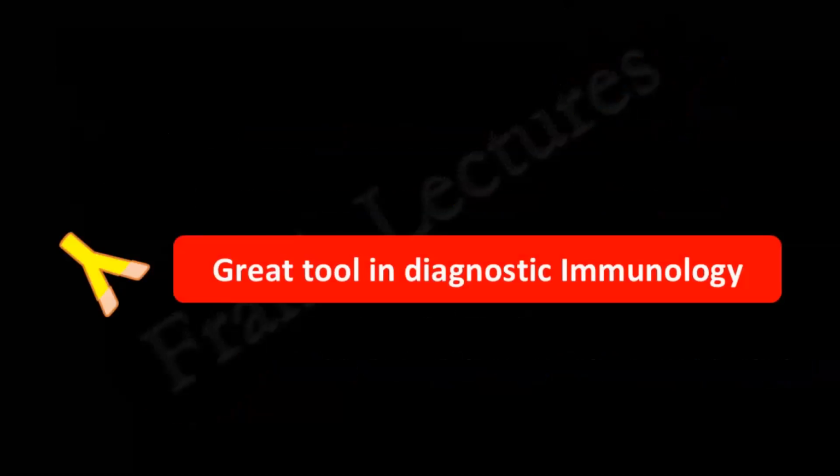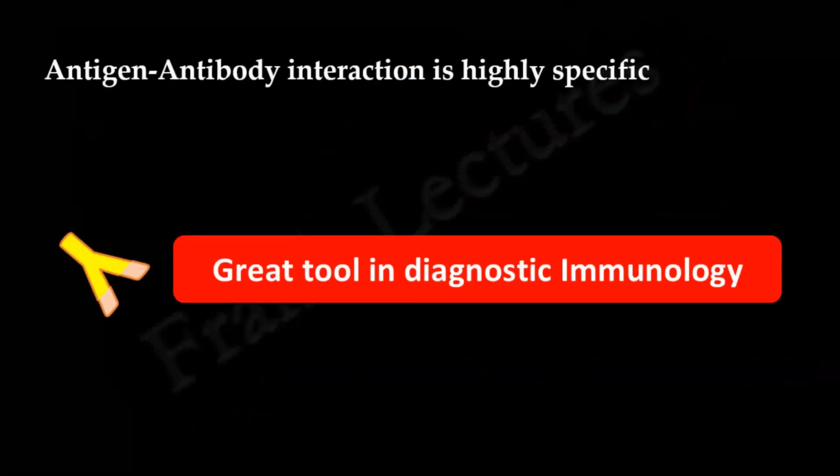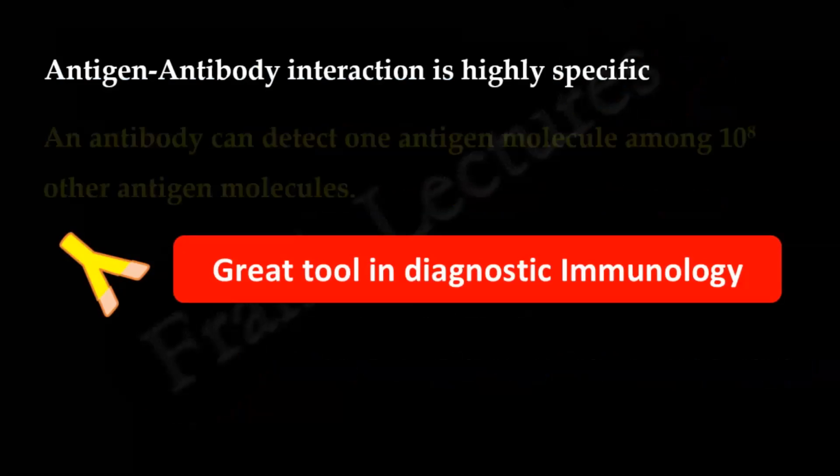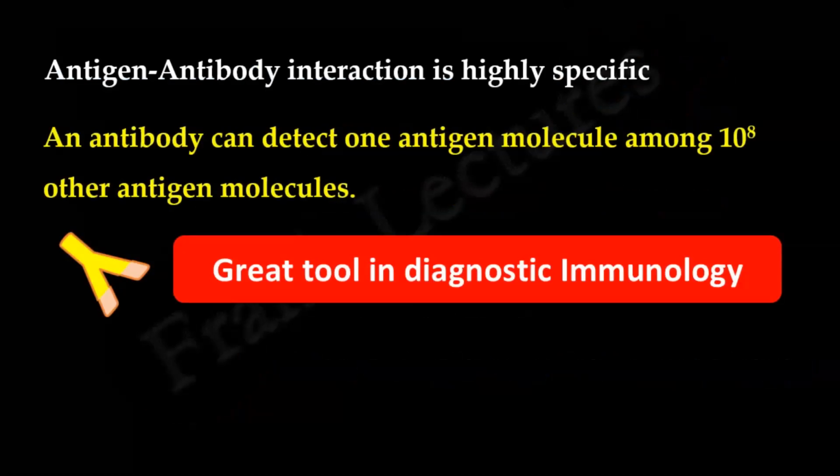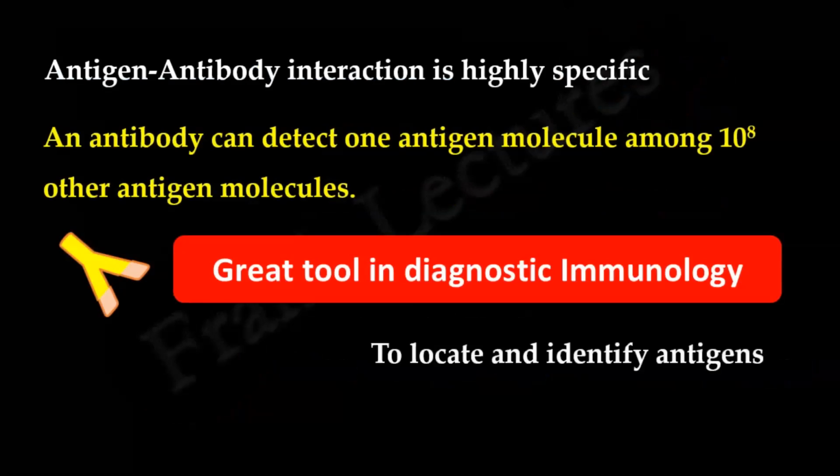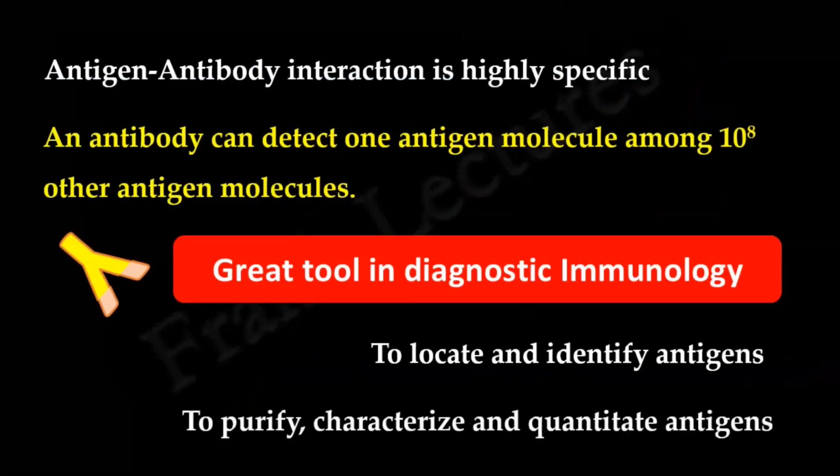Antibodies are a great tool in diagnostic immunology. This is because the antigen-antibody interaction is highly specific. An antibody can detect one antigen molecule among 10^8 other antigen molecules. Antibodies are used to locate and identify antigens, to purify, characterize, and quantitate antigens.